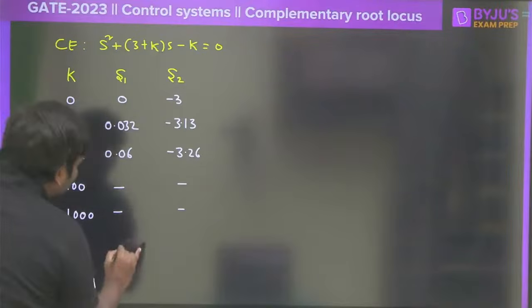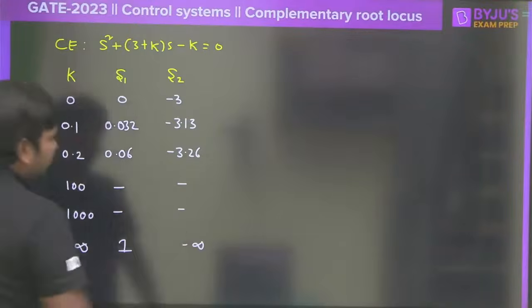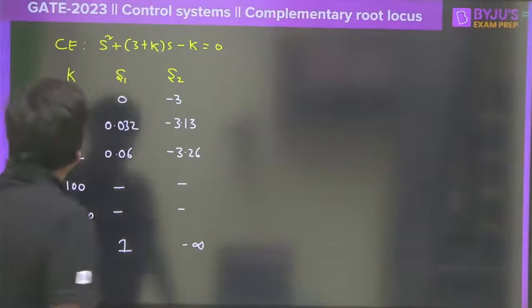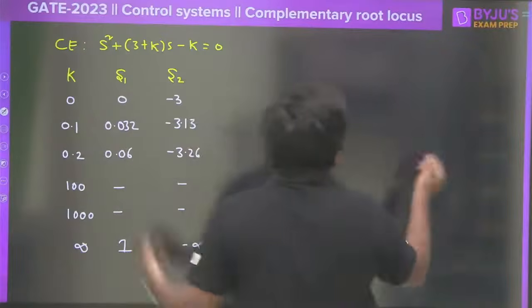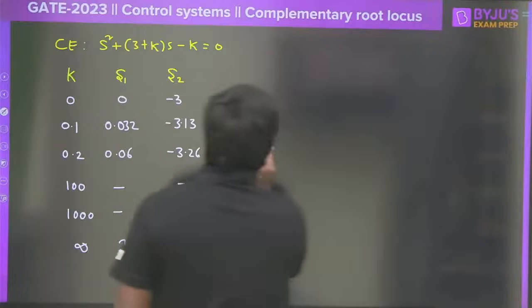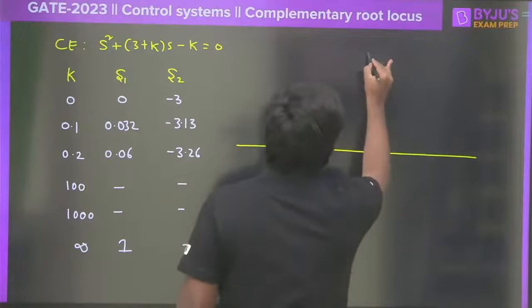So this value will almost reach 1 here, and this value will go to minus infinity here. Clear? Minus infinity. This is the way. Now sketch the root locus here. Don't worry about any other things. Don't think about negative feedback, positive feedback and all these things. Just go with the basic mathematics and see what is really going to happen here, right?